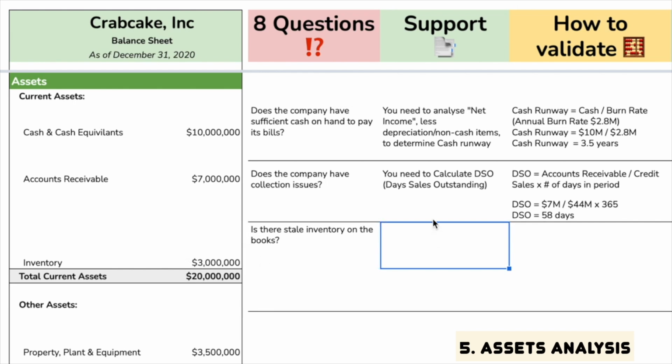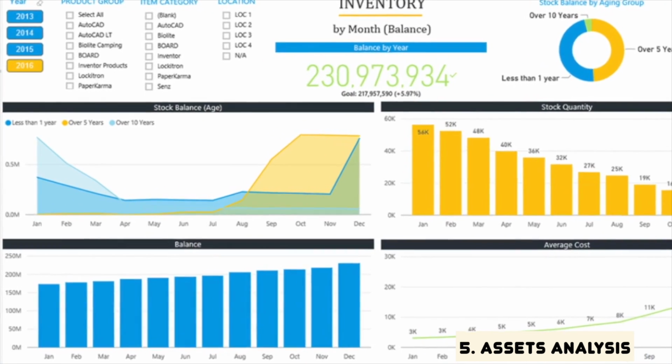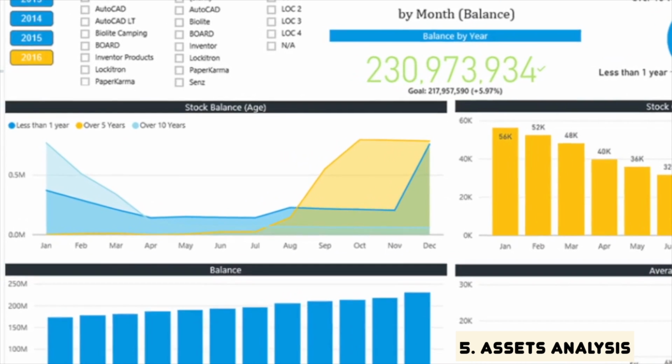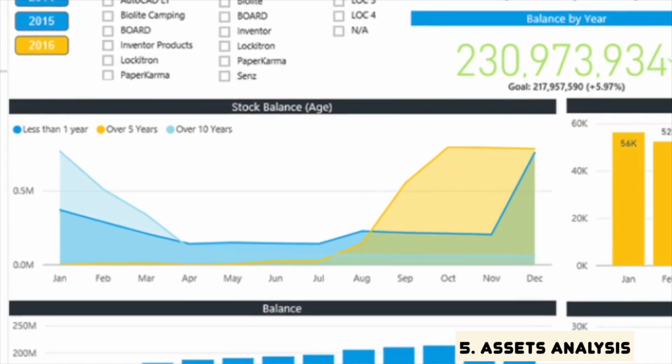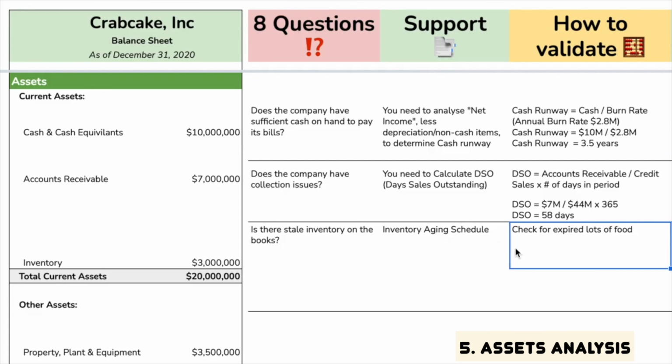And so the support I'm going to be asking for in this case is an aging report. So an inventory aging schedule that shows me the breakdown of how old this inventory is. Is it less than a year old? Is it more than a year old? Then I can make a determination by looking at that and understanding the breakdown. So check for expired lots of food. If there is an expired lot of food, basically it needs to be written off or eliminated from the balance on the balance sheet.